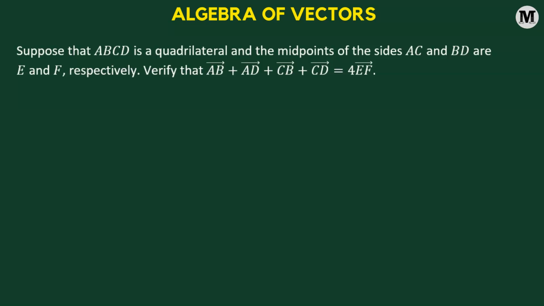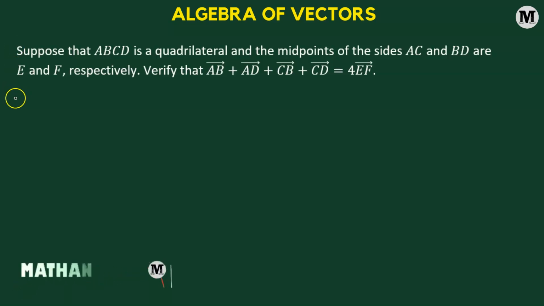Suppose that ABCD is a quadrilateral and the midpoints of the sides AC and BD are given as E and F respectively. We need to verify that the sum of these four vectors AB, AD, CB and CD equals 4 times the vector EF. Let us begin.